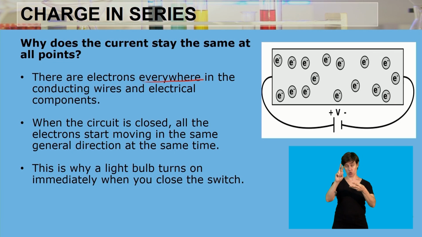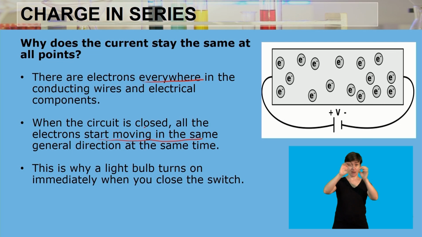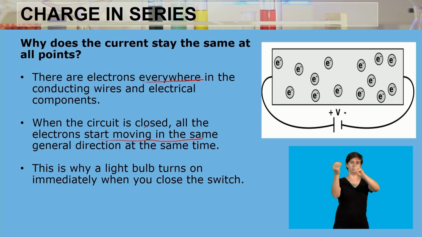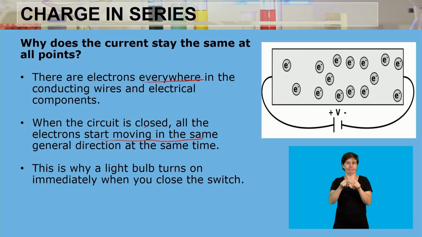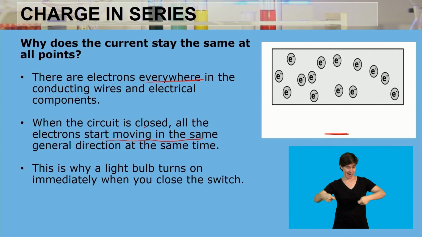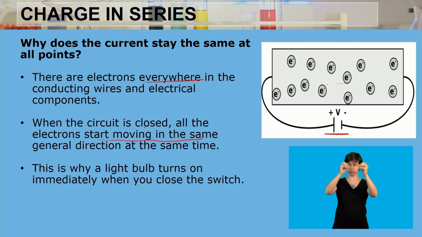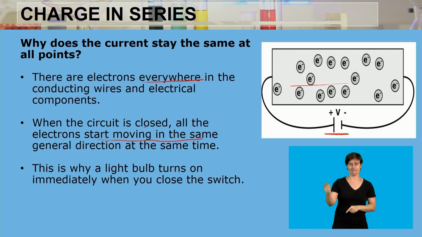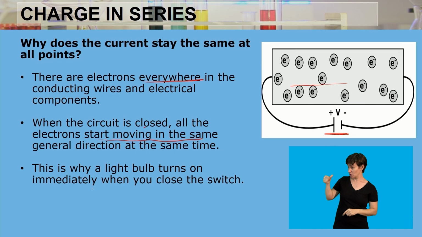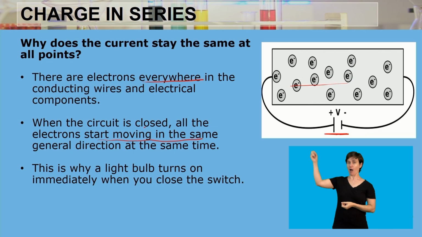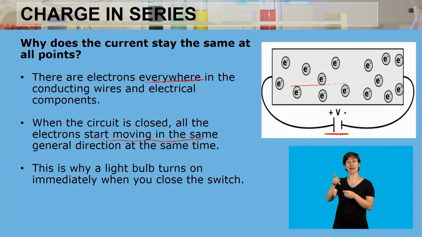So when the circuit is closed, all the electrons will start moving in the same general direction at the same time. Initially, when the circuit was open, or rather when there was no battery or energy source connected, the electrons were just moving in various directions. The moment you connect the battery or the energy source, the electrons will start to move in a certain general direction. And they are moving at the same rate in the same conductor. So this is why a light bulb turns on immediately when you switch on the light. When you close the switch, the light bulb turns on immediately because there are electrons in the wire.